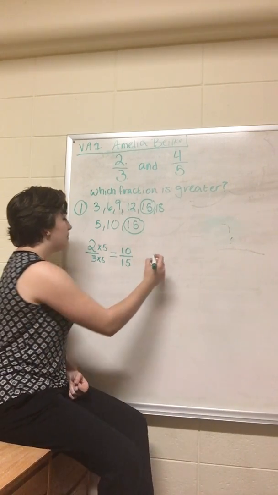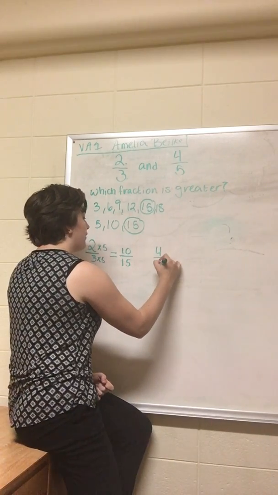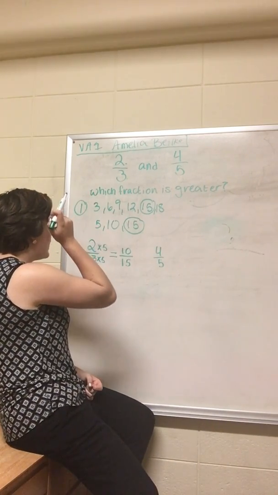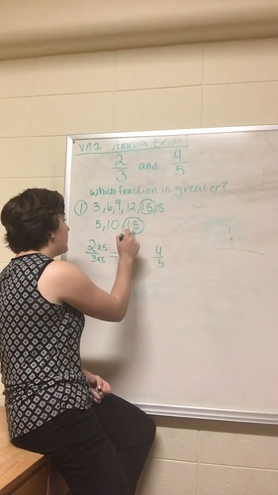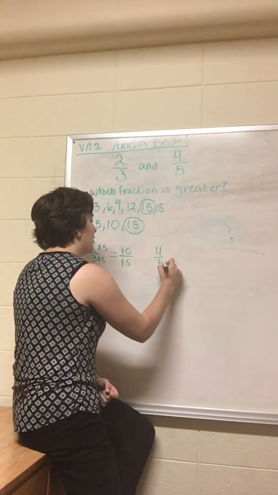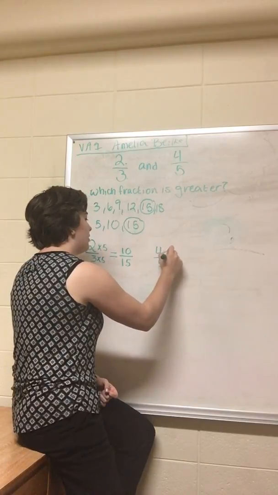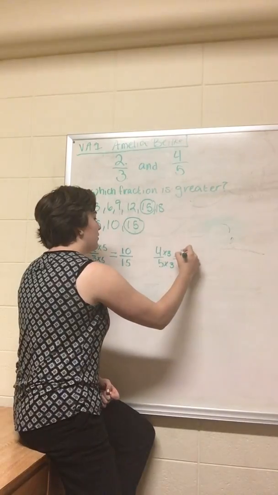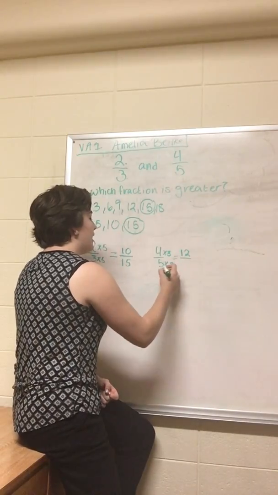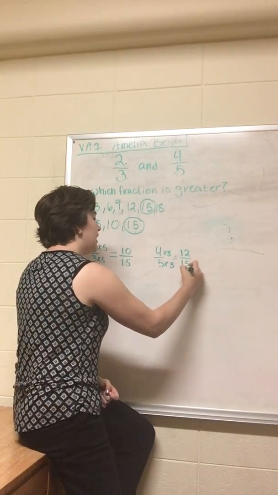So now I'm going to do the same thing for 4/5. I'll write that in, 4/5. So what does it take? Okay, so 5 to get to 15 has to be multiplied by 3. So 4 times 3 is 12. And 5 times 3 is 15.